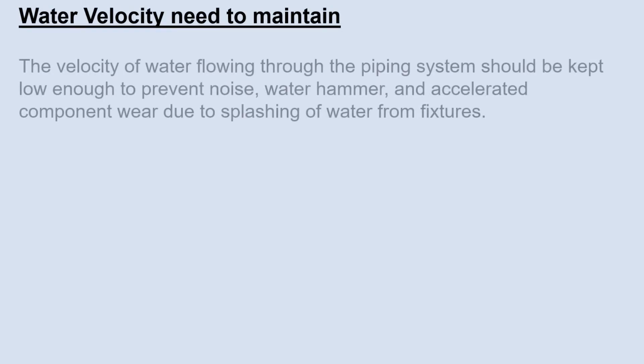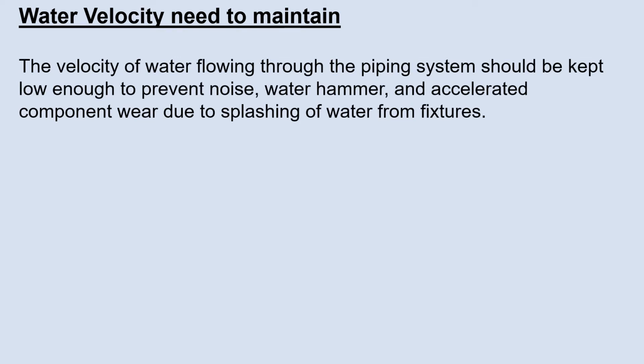What is the water velocity that needs to be maintained? The velocity of water flowing through the piping system should be kept low enough to prevent noise, water hammer, and accelerated component wear due to splashing of water from fixtures.